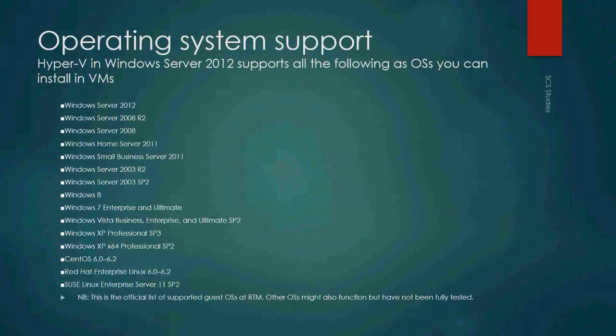And Microsoft also gives us a note that these are the officially supported guest operating systems of RTM. Other OS might also function but have not been fully tested. So if you have any other operating system in the market and you try to install it on Hyper-V, it may be installed but it may not function properly. So these are the listed operating systems which have been tested by Microsoft, and these are the full-featured operating systems which can be used in the Windows Server 2012 Hyper-V role.